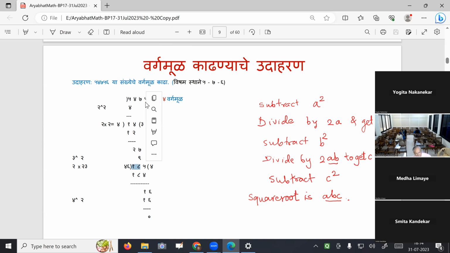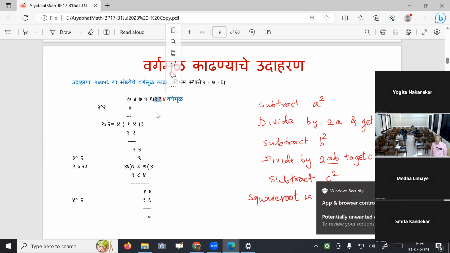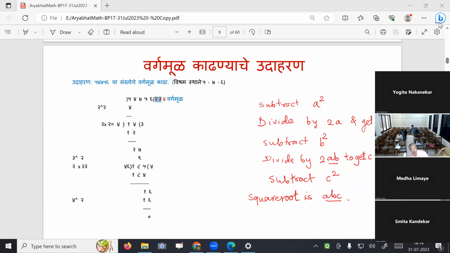Now 18, then take the next digit, 5. Now you have to look at the 2 digits that you have got here, 2 and 3. So this is A and B, 2 digits we have got. Multiply this number by 2 and divide by that number. So 46, you should divide by 46 and cross. Then take the next number 5, quotient is 4, subtract this product 184, remainder is 1, and take the next digit.